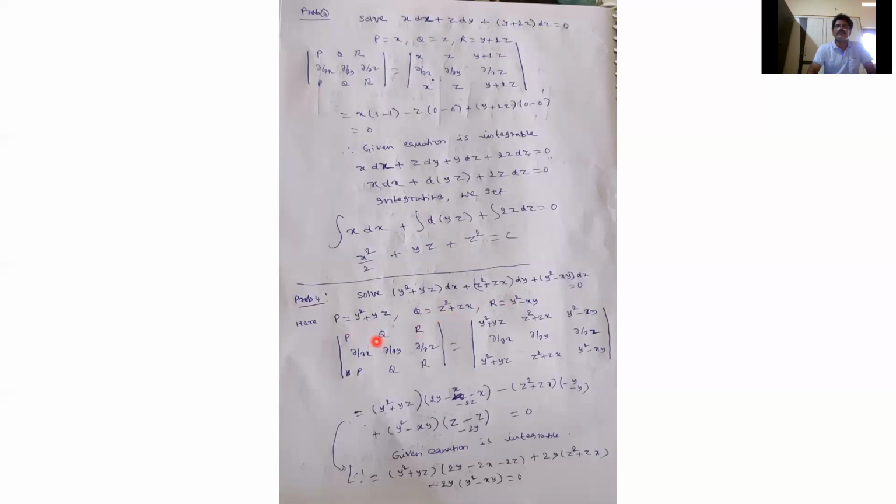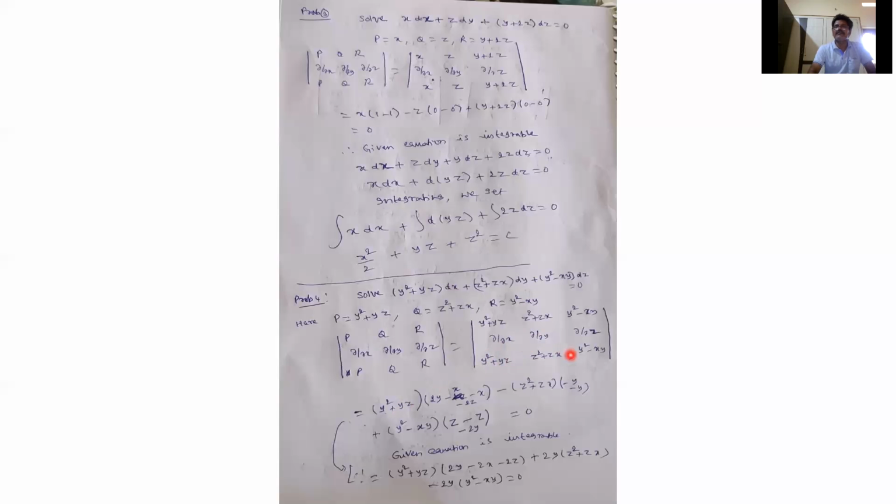So first we check whether it is integrable or not. To check whether it is integrable or not, find the determinant of P, Q, R with del by del x, del by del y, del by del z, and P, Q, R. Here P is y square plus yz, Q is z square plus zx, R is y square minus xy. So first find the determinant.